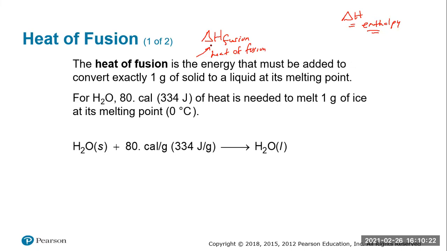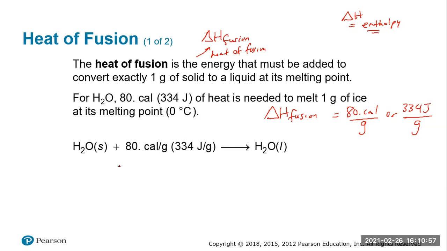For water, that heat of fusion is about 80 calories per gram, or about 334 joules per gram. So for every gram of water that you want to change into liquid water from solid requires 80 calories per gram, or 334 joules. Now, the sign is also important.